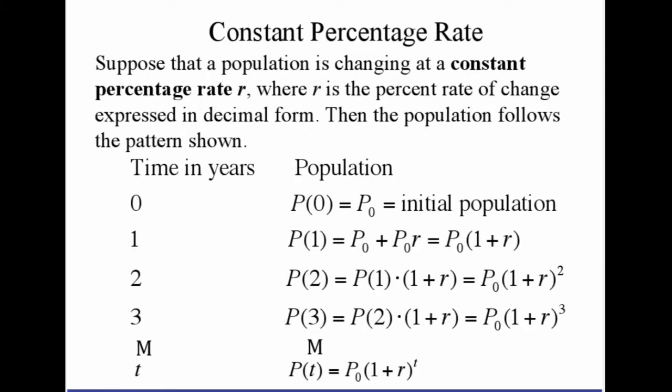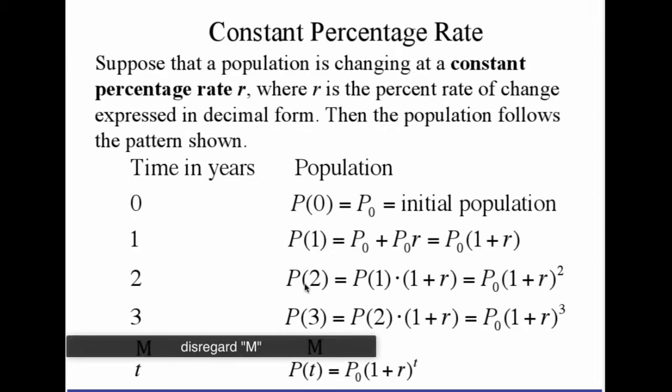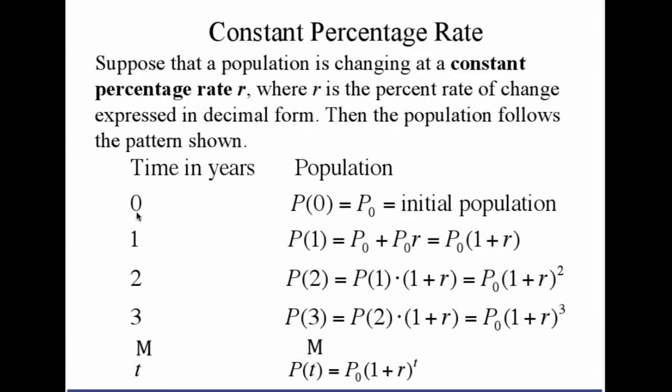So, constant percentage change. Suppose that a population is changing at a constant percentage rate R, where R is the percent rate of change expressed in decimal form. Then the population follows the pattern shown. Here on the left we have our time in years, and on the right we have our population. Now at time zero, something you're going to want to get used to: anytime we call time zero, that's always what we call our initial condition. In this case, for population P, we have P sub 0, which we can also refer to as P naught. So that is our initial population, or our initial condition.